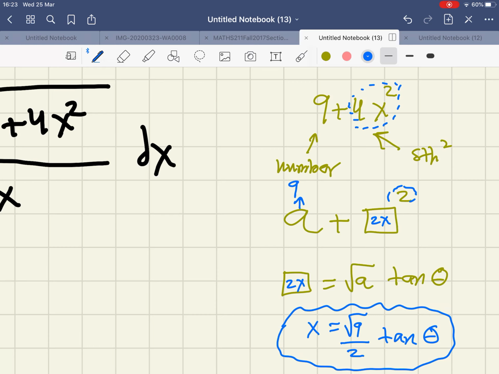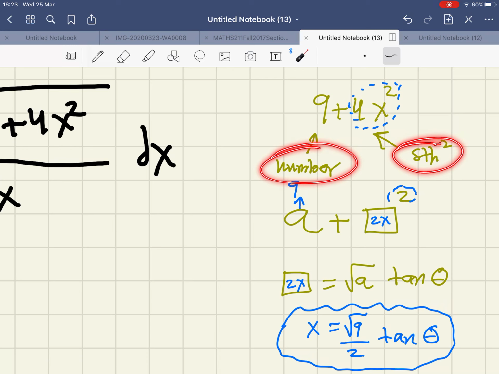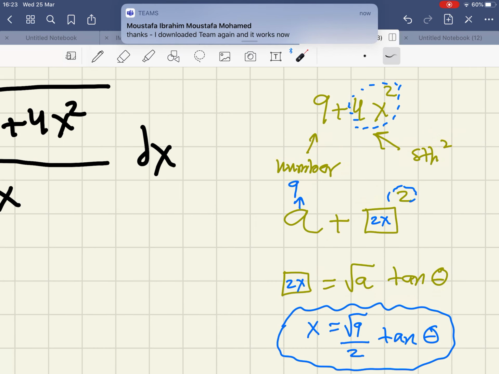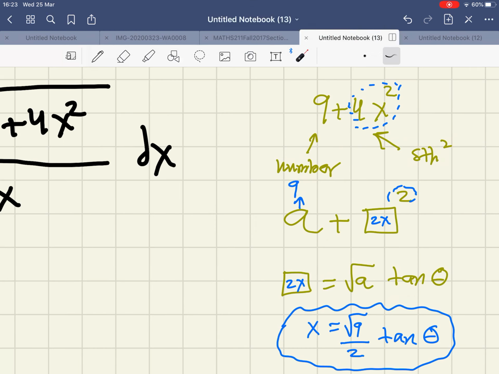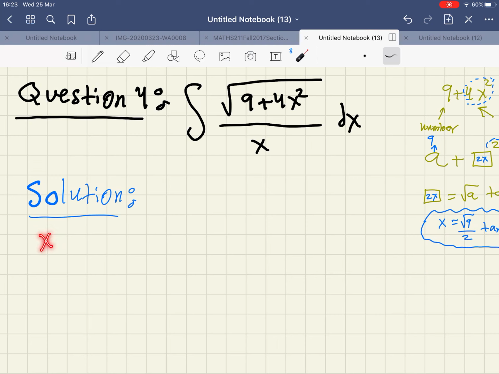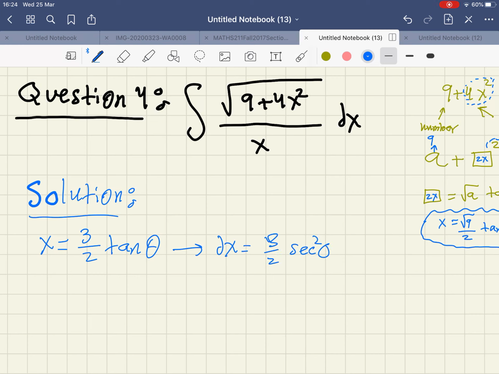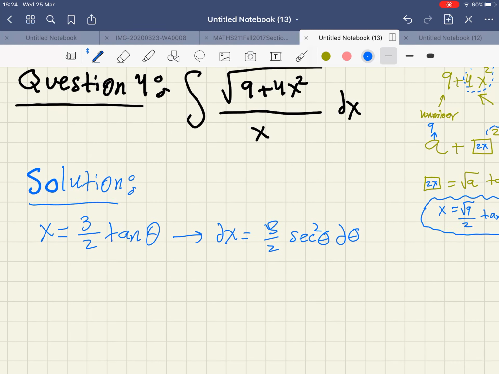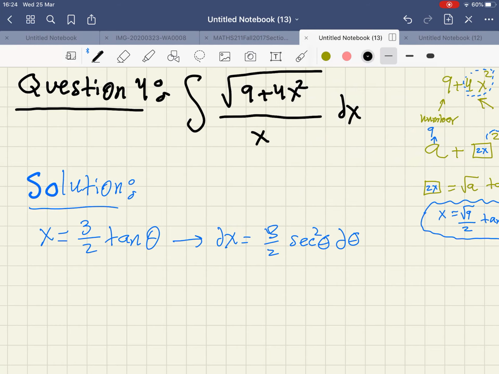Okay, this is what we do if we have again a number plus something which is square. We take that thing which is something and we write it as square root of a tan theta. So we go back here and we write x equal to square root of 9, which is 3 over 2 tan theta. We directly can find dx, which is 3 over 2 secant square theta d theta. All we need to do next is take this information and write it here.